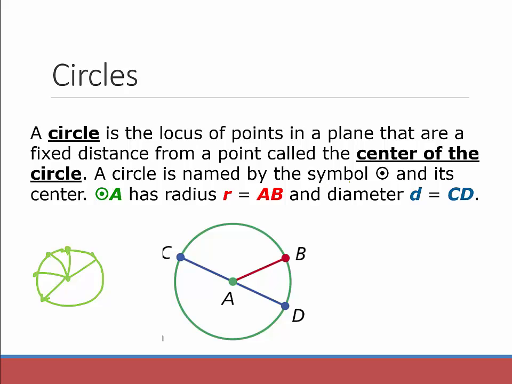A circle is named by the symbol this. We don't just do an O because it could look like an O, so we draw a dot inside of it, and that's its center. So circle A has a radius r and a diameter of d. So when we say circle A, that talks about the very center of our circle. Radius is the distance from the center to the outside, and then diameter goes right through the middle and connects two opposite ends.